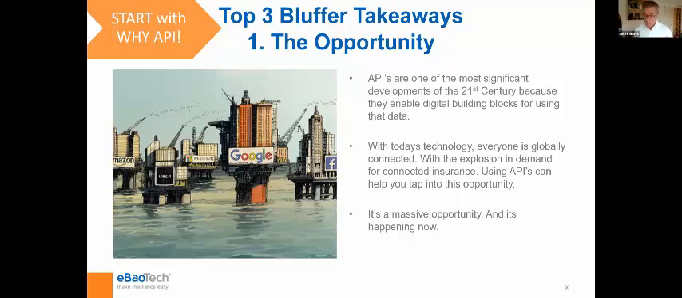As the economy says, data is the new oil, but data is no good unless you can process it. And you need APIs, which are the digital building blocks of the world, to be able to process it. So how can you do that in an effective way? Which brings us to the second point.